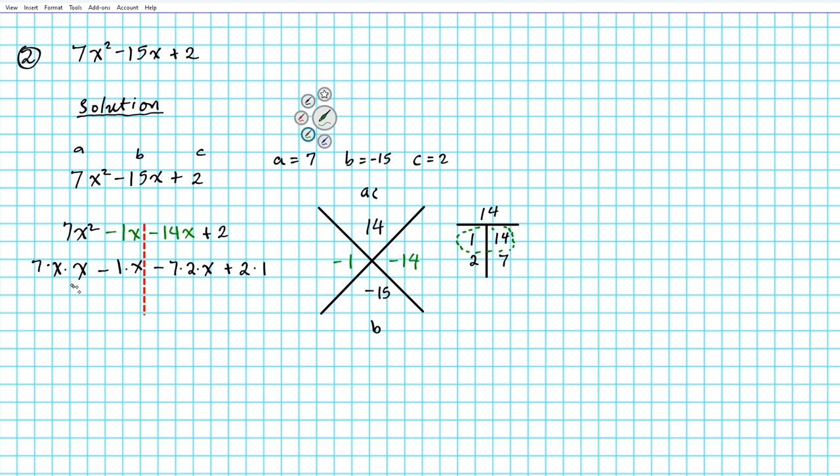What can we pull out? What's the GCF? You notice that x is common. So we'll factor out the x. When we factor out the x, it's as though we're dividing by it. So these two x's are factored out, divided out. And we're left with 7x. Okay. 7 times x minus 1.